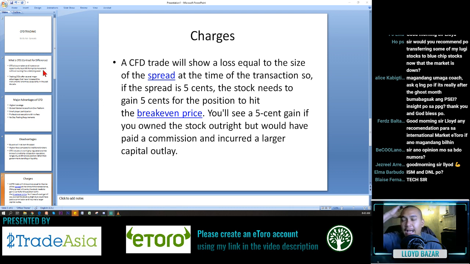Okay, so charges naman tayo. Ito yung isa sa mga concern. So, Sir Lloyd, mahal, laki ng charges, ganito, ganyan, more overnight fees, etc. Alright. A CFD trade will show you a loss. Paano ba nag-charge ang CFD? Kasi meron po dyan.